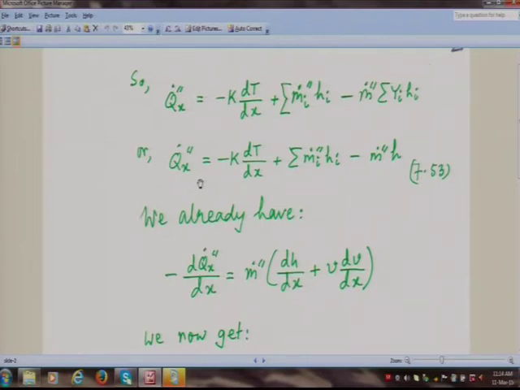So, this is now an expression for q dot x double prime. This equation number that you see corresponds to the second edition of Turns's book. I think the number is a little different in the third edition. Going back to our energy equation, we saw this on the last page. There is a V dV dx, which has to do with kinetic energy, and then of course we have dH dx and d dx of q dot x double prime. So, we got this expression for q dot x double prime a few minutes back.